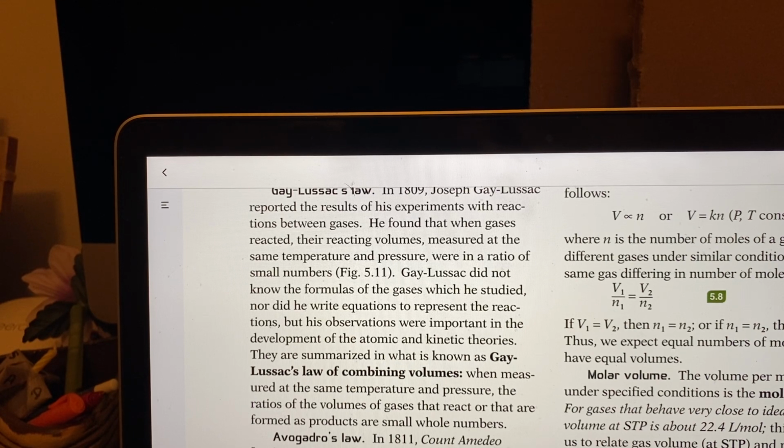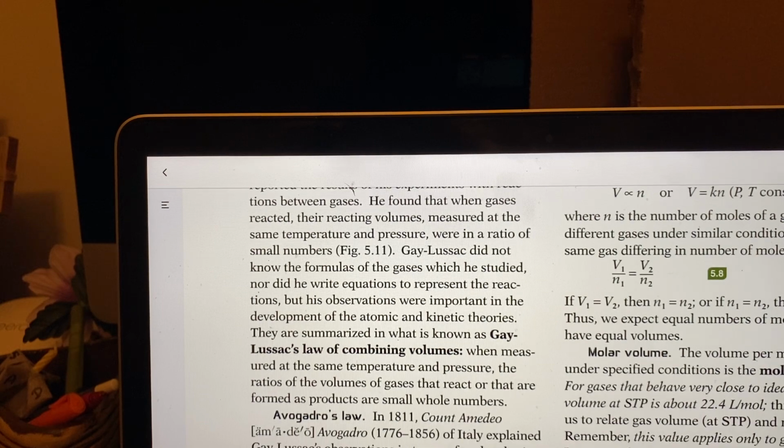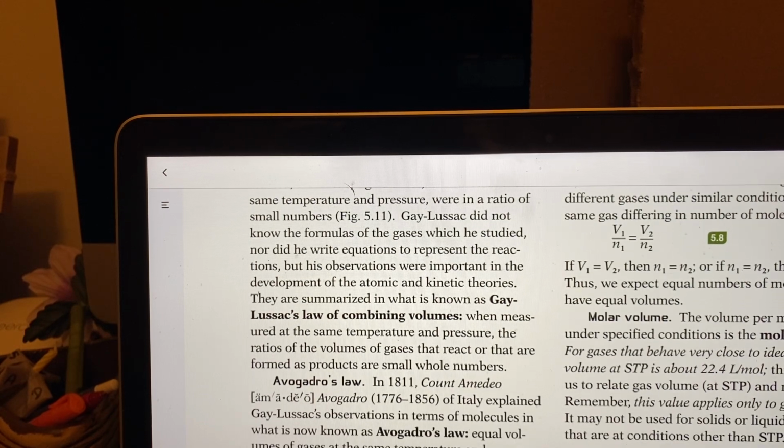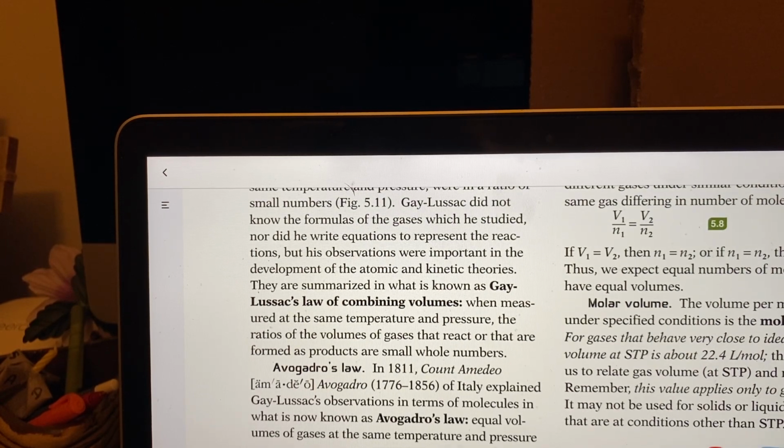Gay-Lussac did not know the formulas of the gases which he studied, and so he didn't know how to write equations or anything, but his observations were important because they would develop further on atomic and kinetic theories. And so these are summarized in what is known as Gay-Lussac's law of combining volumes.